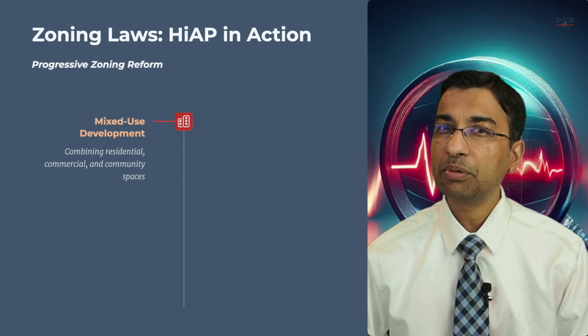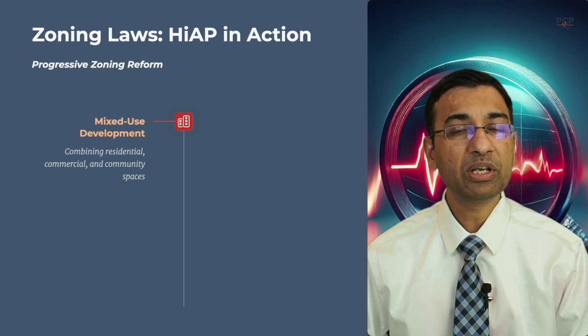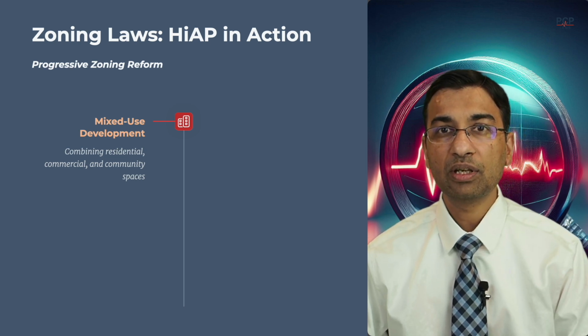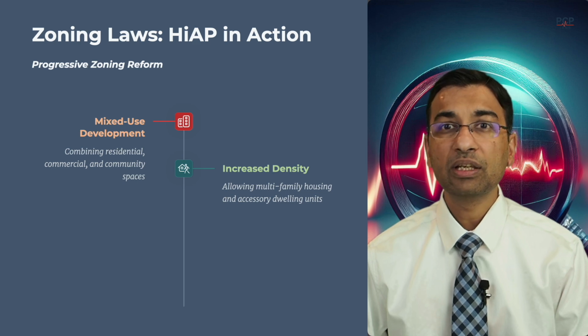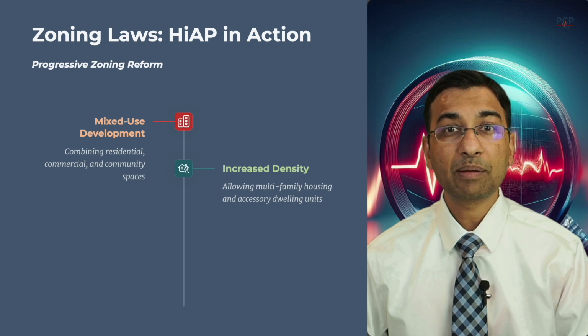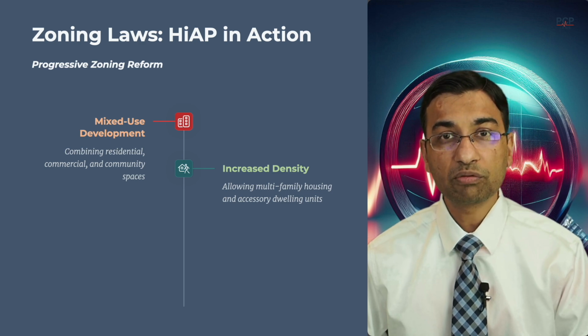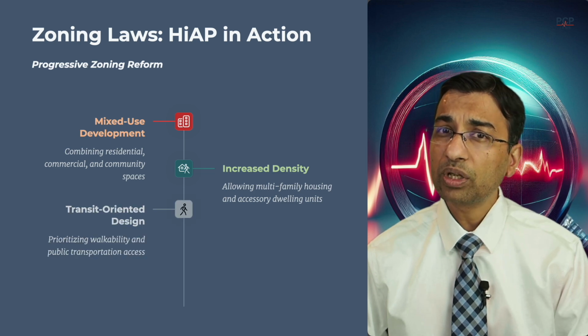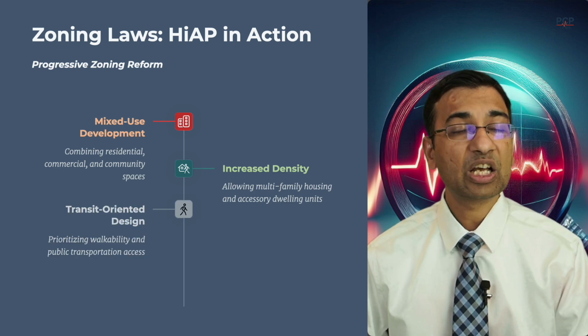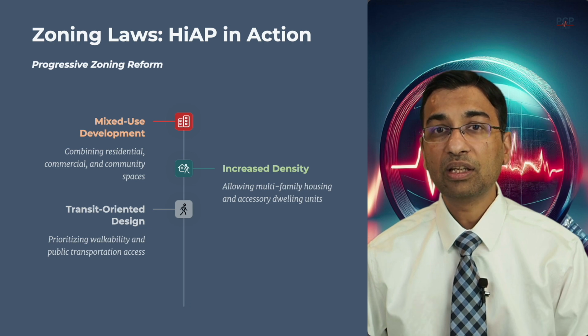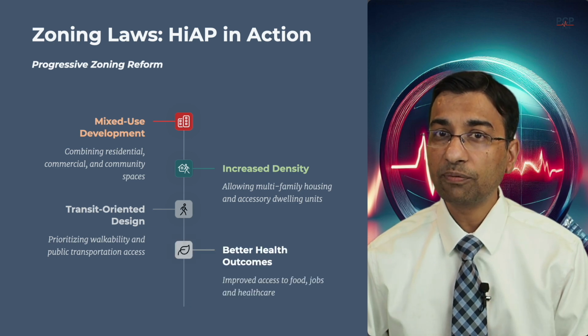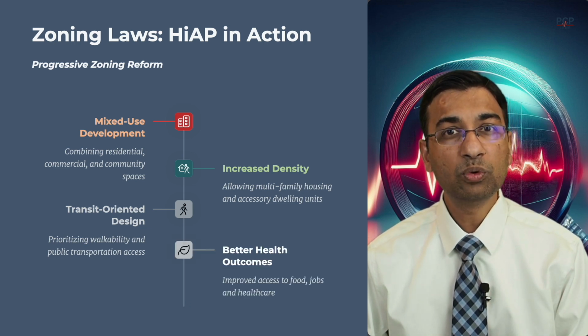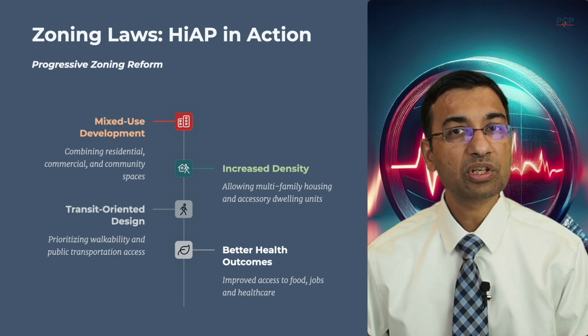Now, let's take the example of a progressive zoning reform that allows for mixed-use development, combining residential, commercial, and community spaces. This allows for increased density, including multifamily housing units and accessory dwelling units for families to stay close together, which decreases loneliness by increasing social interaction. Prioritizing the zoning for walkability and transportation allows people to get more exercise.